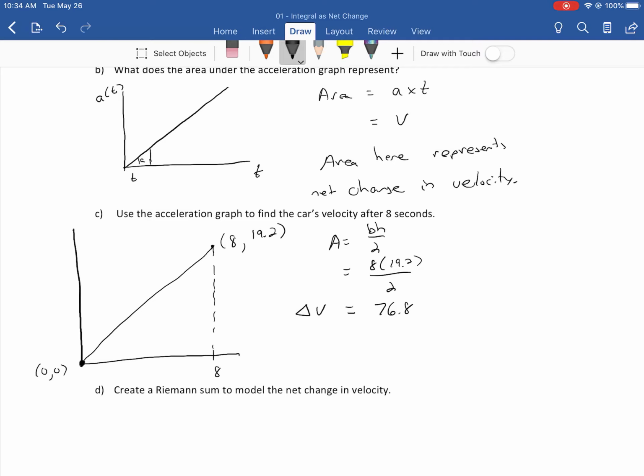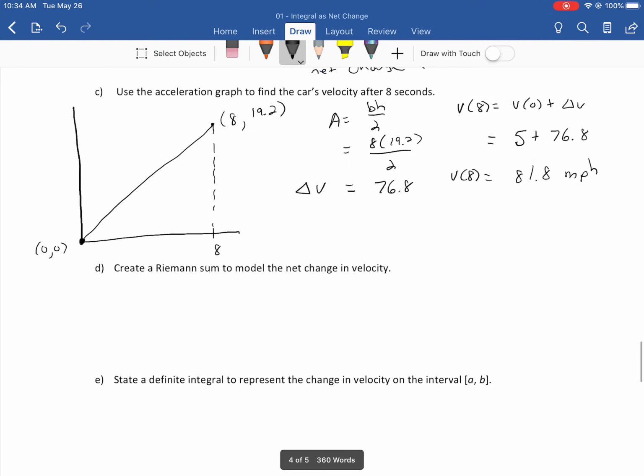But if we want the actual velocity at 8 seconds, we need the velocity at 0 seconds plus the delta V. And the velocity at 0 seconds, it started at 5 miles per hour, and we've got a delta V of 76.8. And so what I get is 81.8 miles per hour. That's the velocity at 8 seconds. It started off at 5 miles, and it's accelerated all the way out to 81.8.